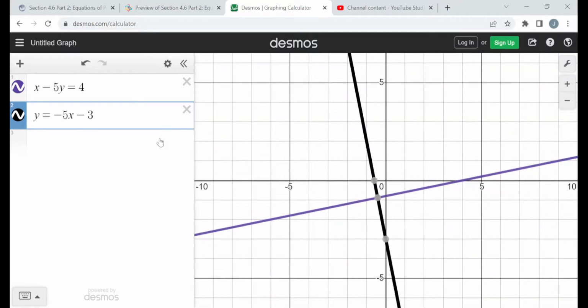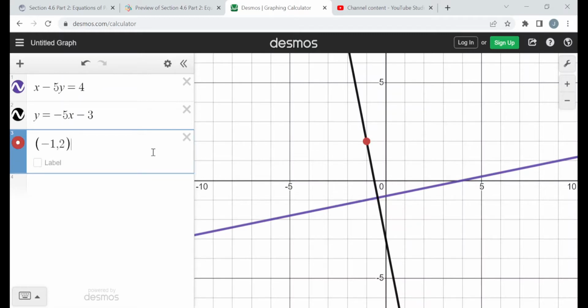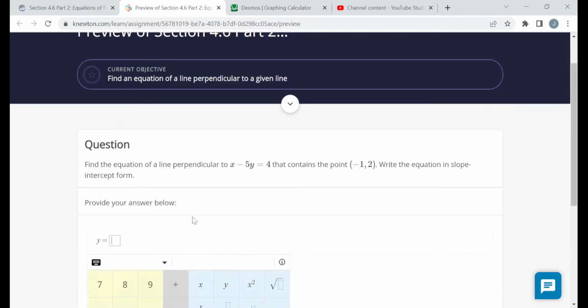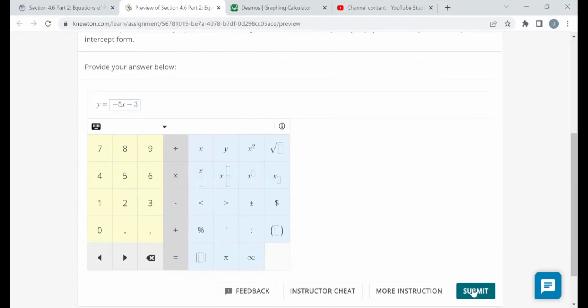Also, the point negative 1, 2 should be on that second line that just came up. If I plot the point negative 1, 2, see, there it is. It's on that second line that is perpendicular to the first line. So that equation looks good. So back in the assignment, y equals negative 5x minus 3 is the equation they're looking for.